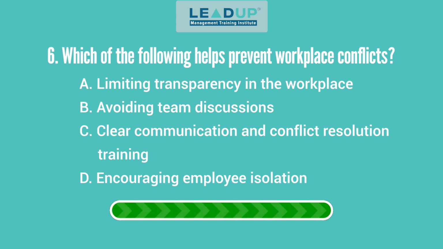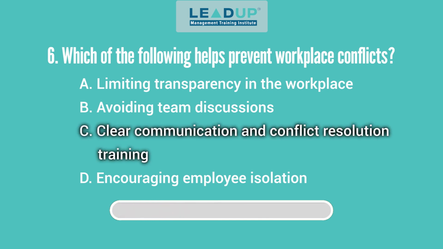Question 6. Which of the following helps prevent workplace conflicts? A. Limiting transparency in the workplace. B. Avoiding team discussions. C. Clear communication and conflict resolution training. And D. Encouraging employee isolation. Answer: Clear communication and conflict resolution training.